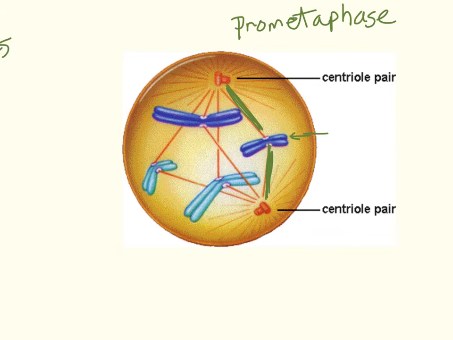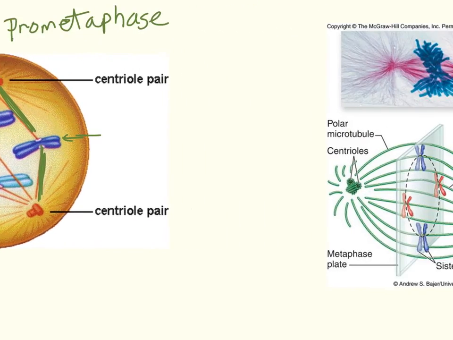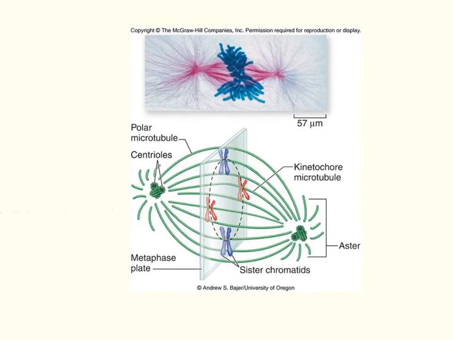The next stage of mitosis is metaphase. In metaphase, the spindle fibers align the chromosomes at the center of the cell. That is, the microtubules will move the chromosomes so that they line up in the center of the cell in an area known as the metaphase plate. This is a plane through the center of the cell where the chromosomes are lined up. Now, under the microscope, it looks like a straight line.